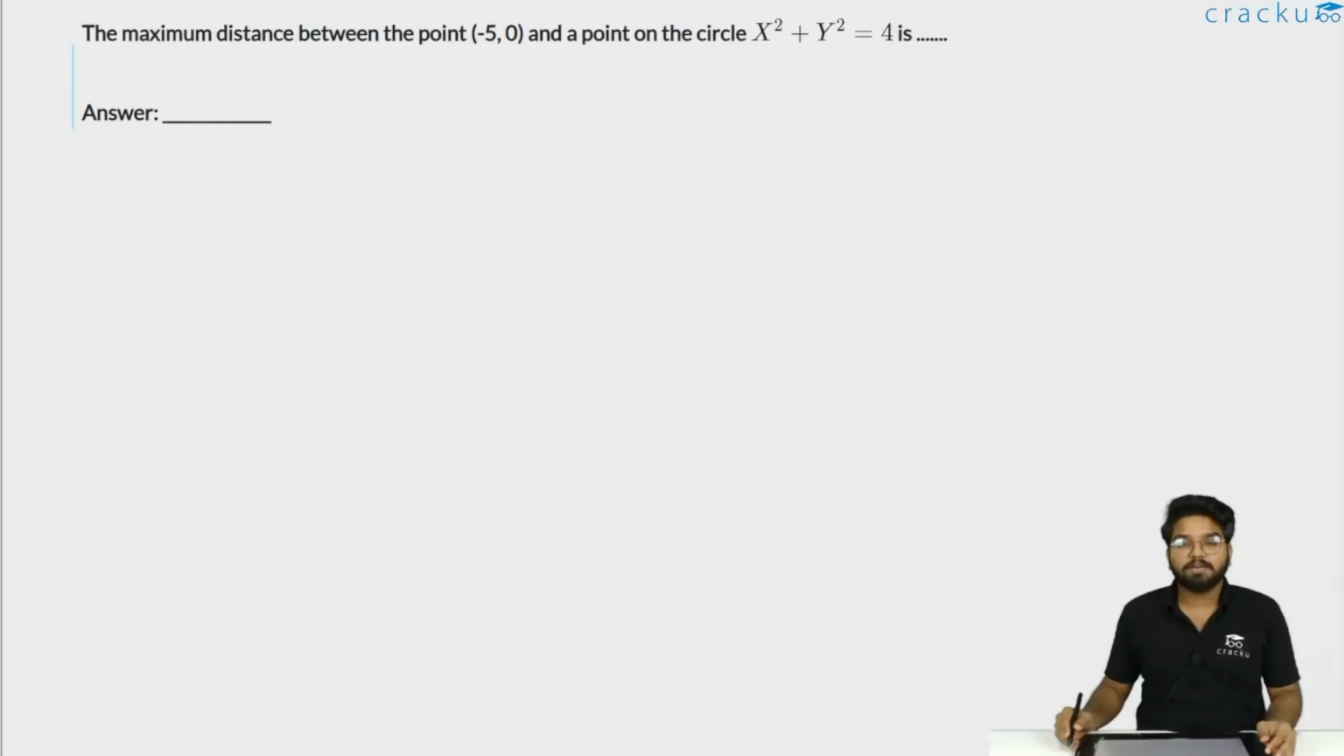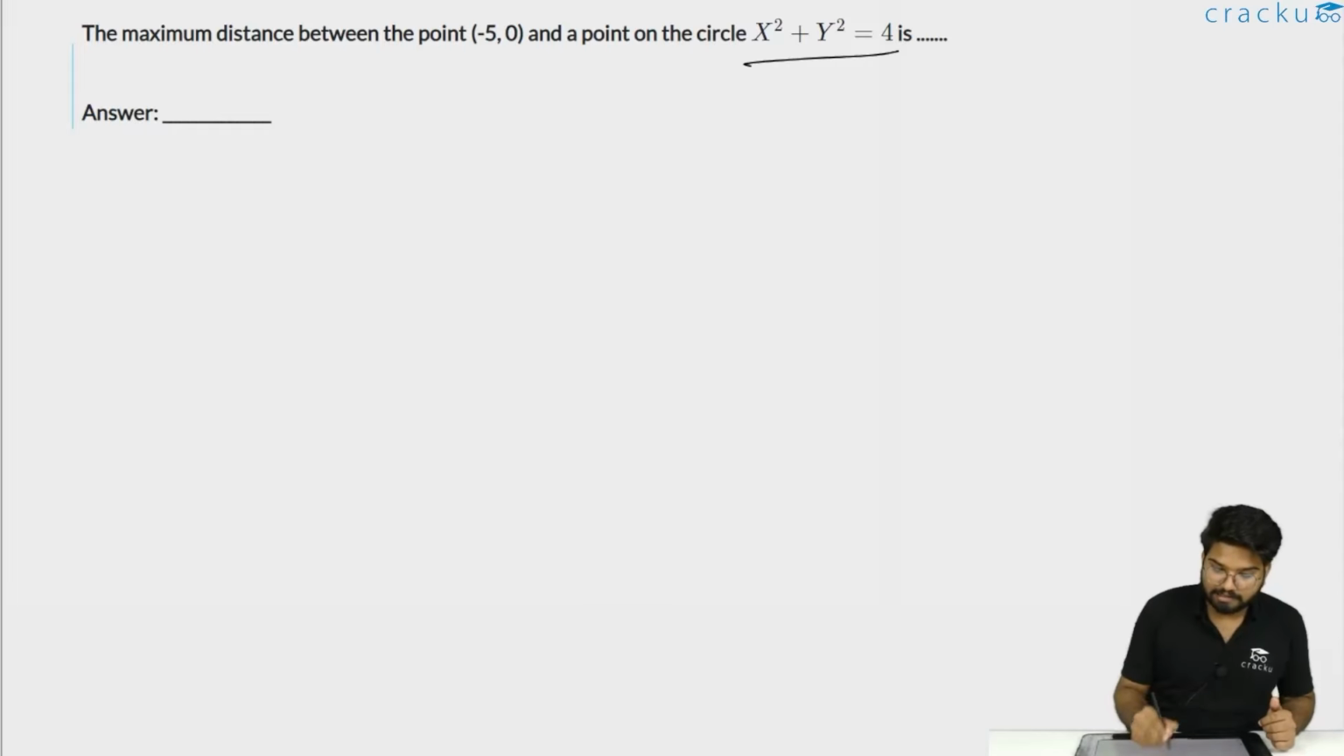Hi guys, we have this question. Basically this question is a type of coordinate geometry. It says that the maximum distance between the point (-5, 0) and a point on the circle x squared plus y squared is equal to 4.